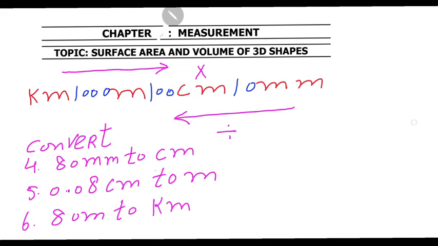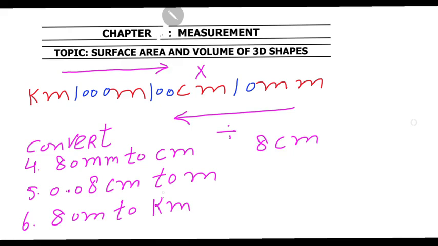Now 80 millimeter to centimeter. The millimeter is here. Millimeter to centimeter is going this way, which means you're going to divide. In between them is 10. So 80 divided by 10 is going to be 8. So the answer is going to be 8 centimeter.